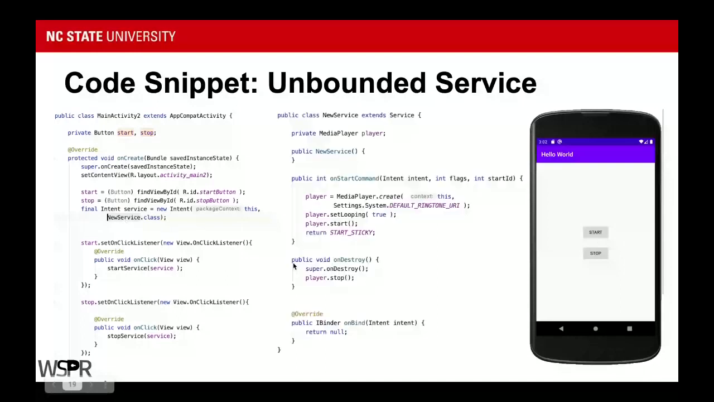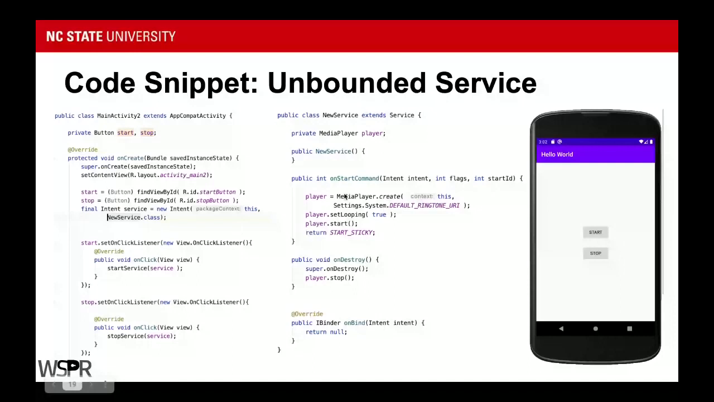Now let's take a look at the code for this new service class. Since this is a service, it needs to extend the service class. Because we define it as an unbounded service, we override the onStartCommand and onDestroy methods instead of the onBind method.